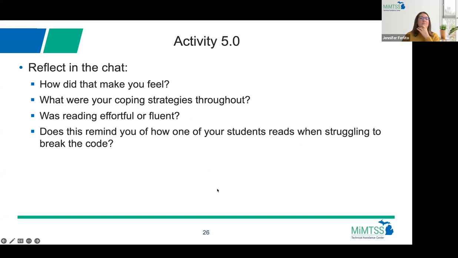So I already see some comments in the chat. Feel free to unmute yourself and share out, or type in the chat. How did that make you feel? Did you use any coping strategies? Does this remind you of any kids that you work with when they're trying to read?